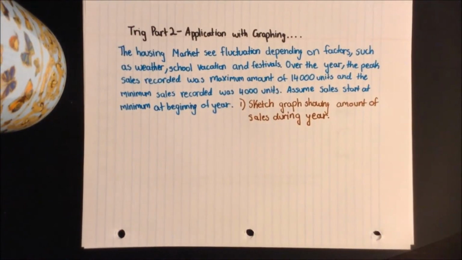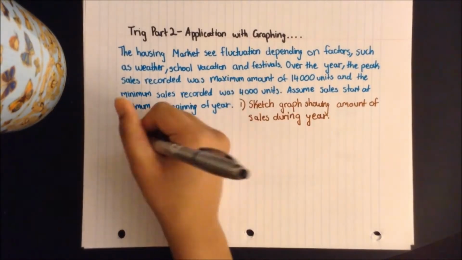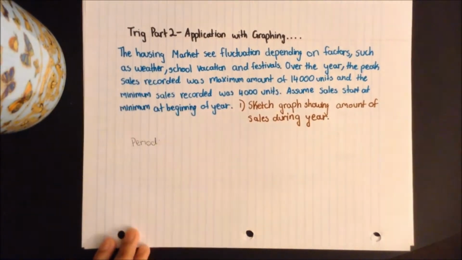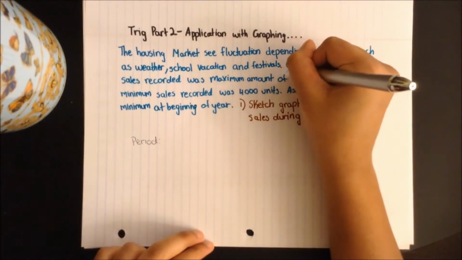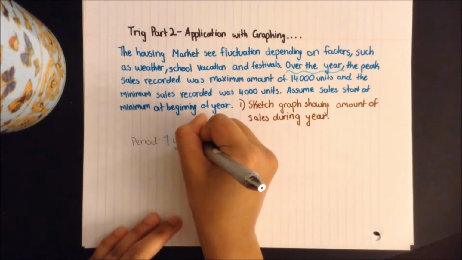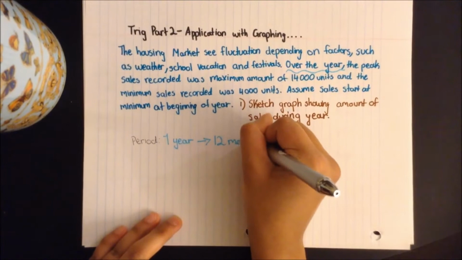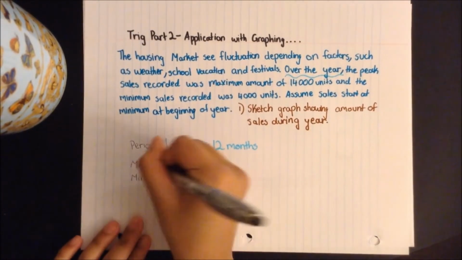Now the way I do it is I split it into 5 different sections. The first section is to find out the period. So by reading our question, we can see that it says over the year. Over the year means that our period is 1 year, which also means 12 months.